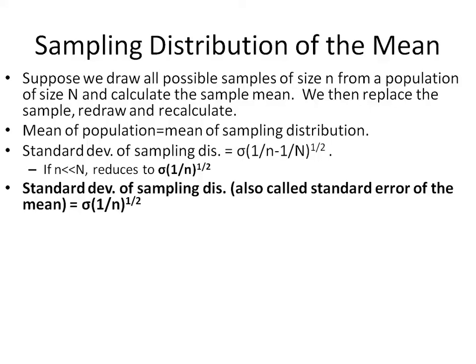This has another name that you'll find frequently in statistics. It's called the standard error of the mean. So when somebody's talking about the standard error of the mean, it's the same thing as the standard deviation of the sampling distribution.